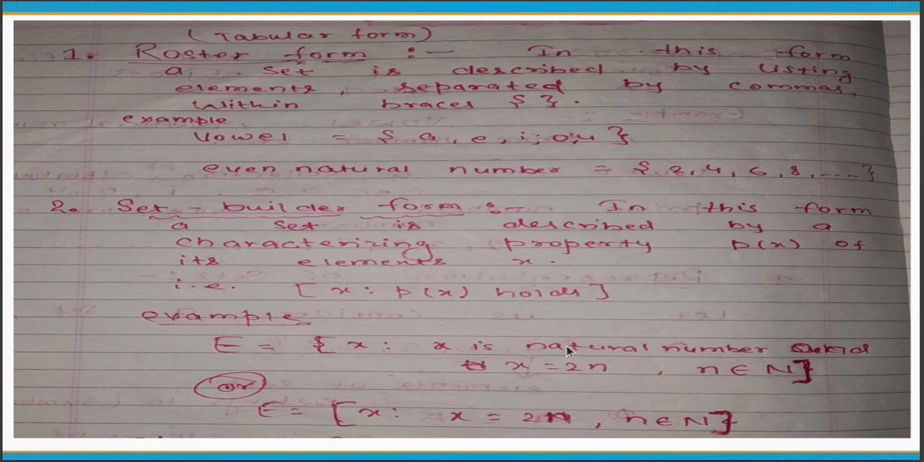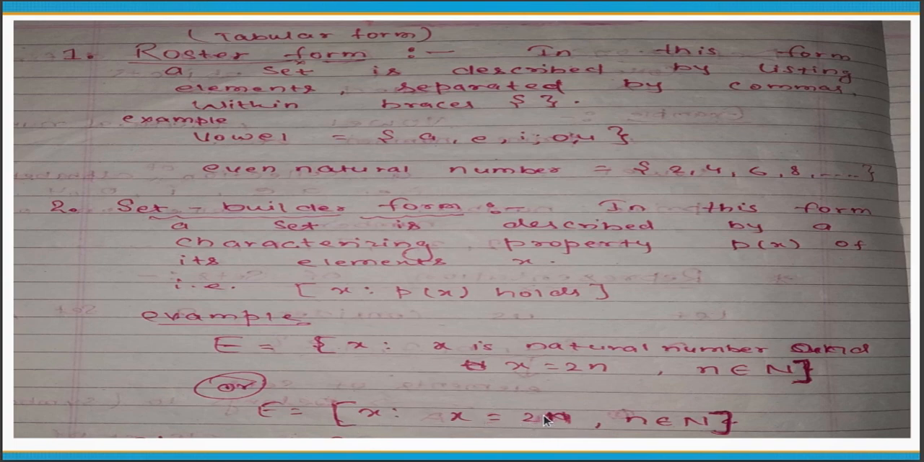x is such that x is a natural number and x equals 2n. That means n belongs to N, natural numbers. Even number x is such that x equals 2n. You can write this in this way also: x is such that x equals 2n, where n belongs to N. N is the set of natural numbers. Then you get the even number set.